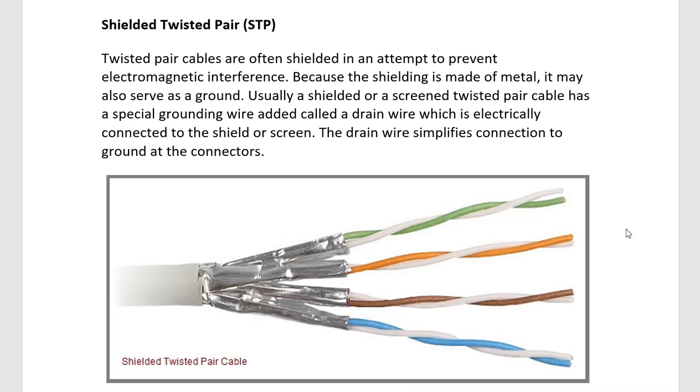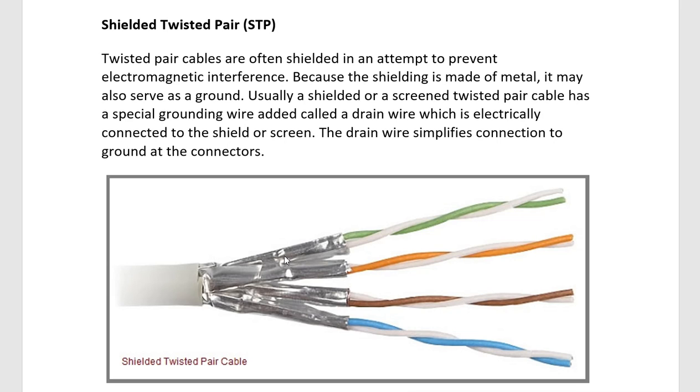And usually a shielded or screened twisted pair cable has a special grounding wire added called a drain wire, which is electrically connected to the shield or screen. The drain wire simplifies connection to ground at the connector, and it looks like this in the image you can see. There are two wires twisted together, and we have four pairs of wires. Four pairs of wires, so we can say we have a total of eight wires. And each pair is shielded with this metal.